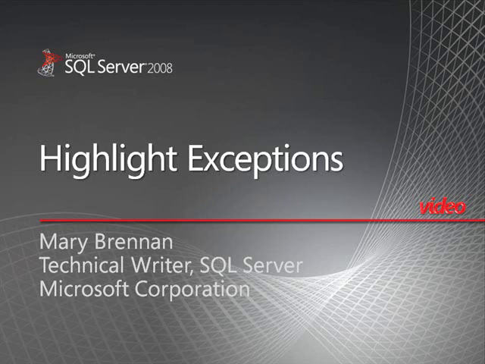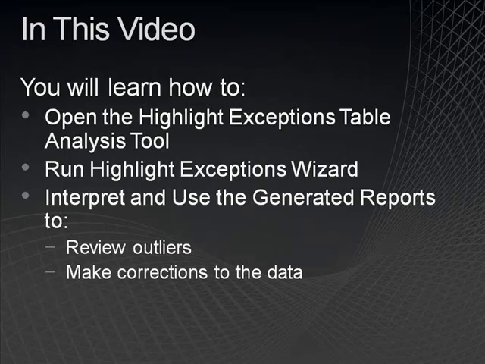This video will help you get started using the Highlight Exceptions tool. The Highlight Exceptions tool uses the Microsoft clustering algorithm and pattern analysis to find values in a dataset that are atypical. They might be out of the range of most other values, missing, or even wrong, and can affect the quality of your analysis. The Highlight Exceptions tool helps you find these values and review them for further action.